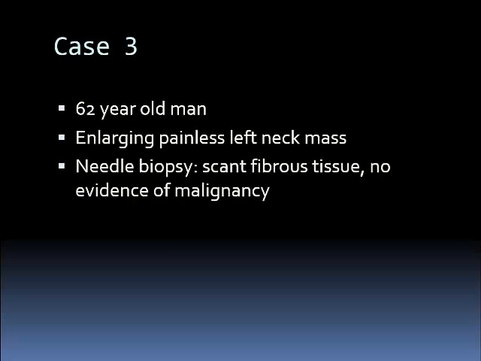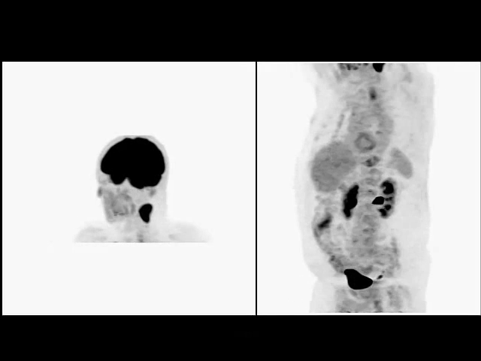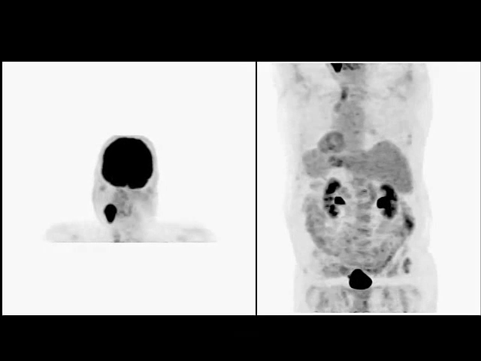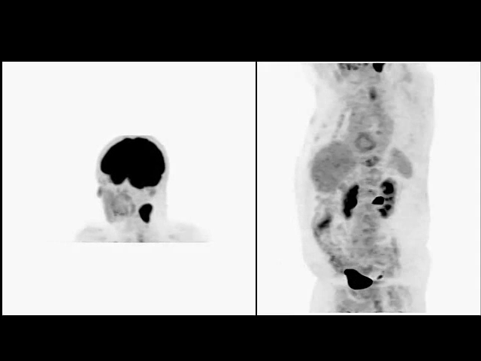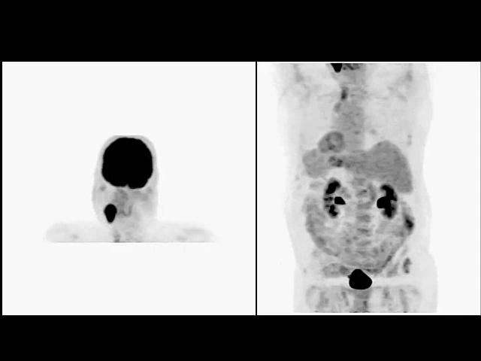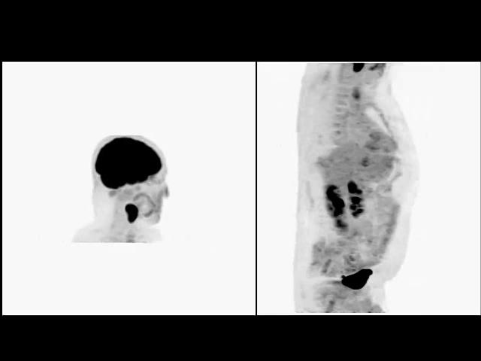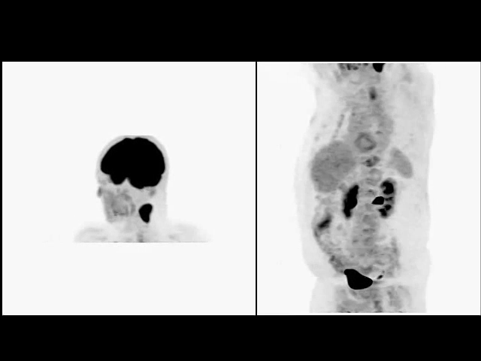This next case is a 62-year-old man who presents with an enlarging left neck mass. A needle biopsy was performed, naturally enough, that showed scant fibrous tissue but no evidence of malignancy. So they referred him for a PET CT scan. Here's what his images look like. This is our head and neck protocol where we do the body first, followed by the delayed images from the vertex down to the aortic arch.